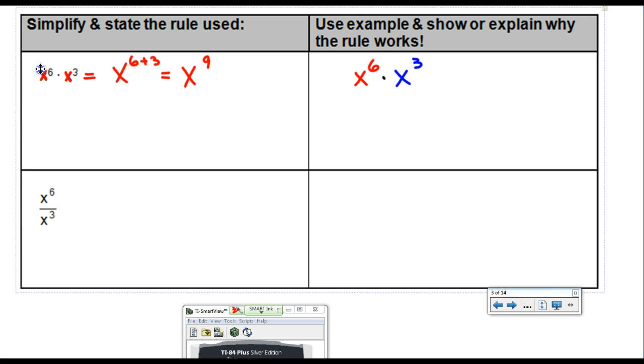If you ever forget the rules, you can always figure out what the rule is by just simply expanding it. An x to the 6th means that there are 6 x's being multiplied together. And x to the 3rd means that there's an additional 3 x's being multiplied together. So all in all, you can see that we have a total of 9 x's. All right, so when multiplying, add exponents.